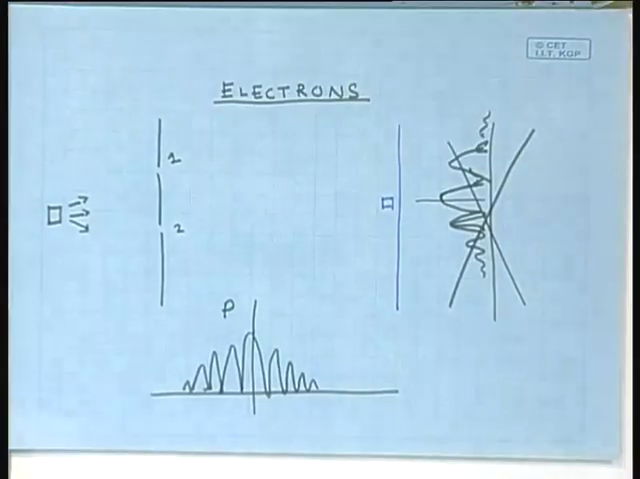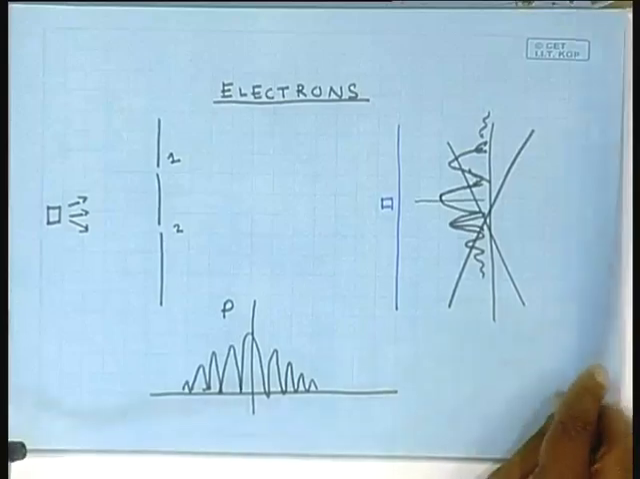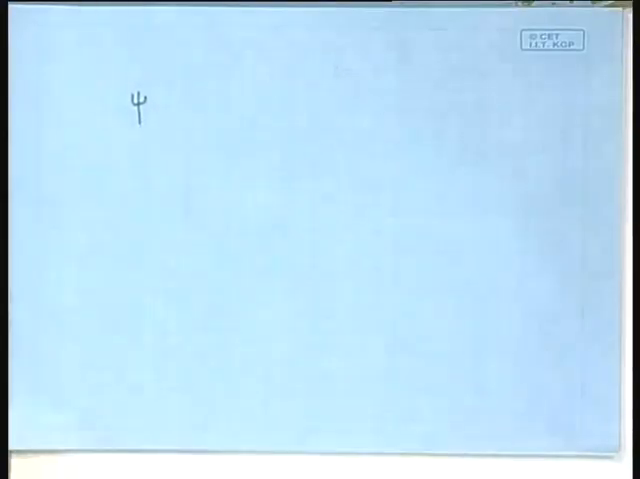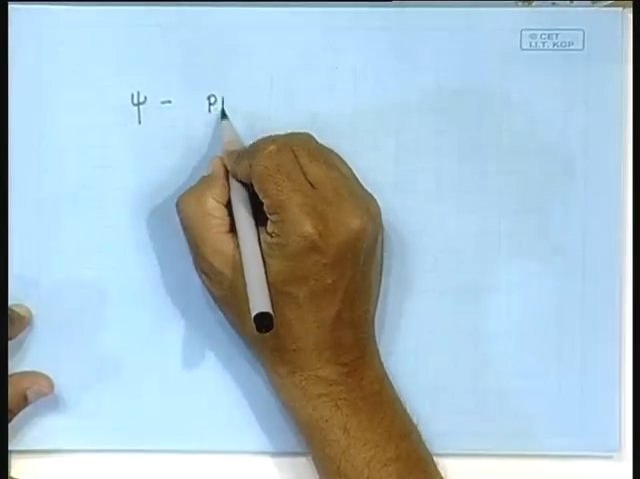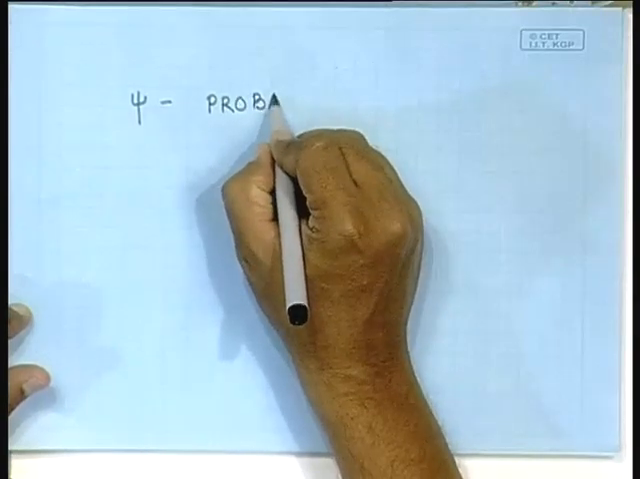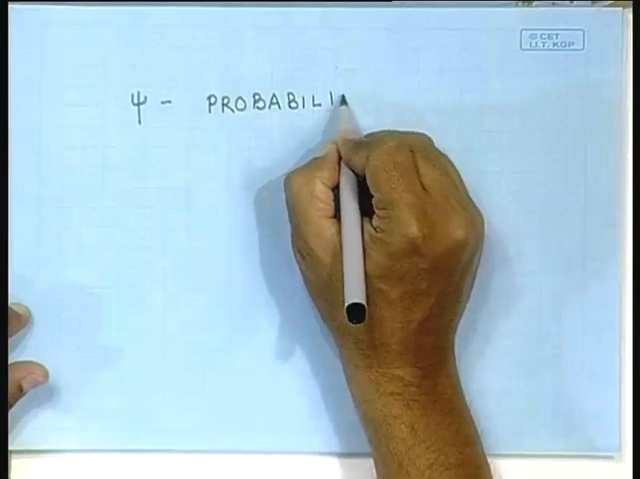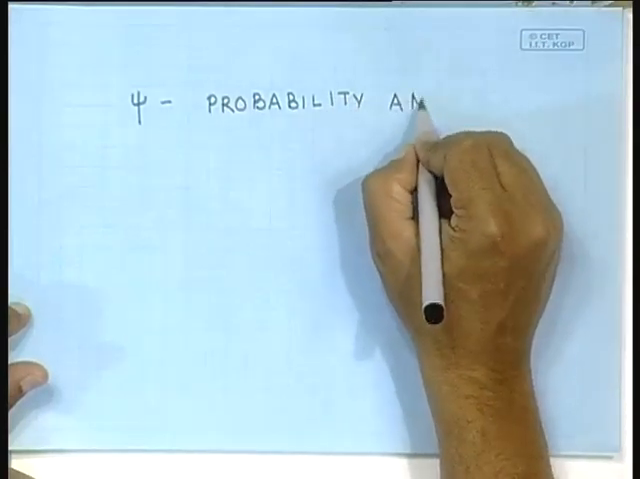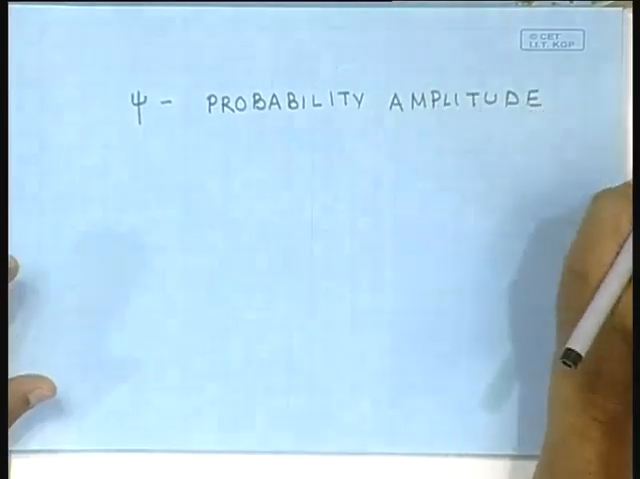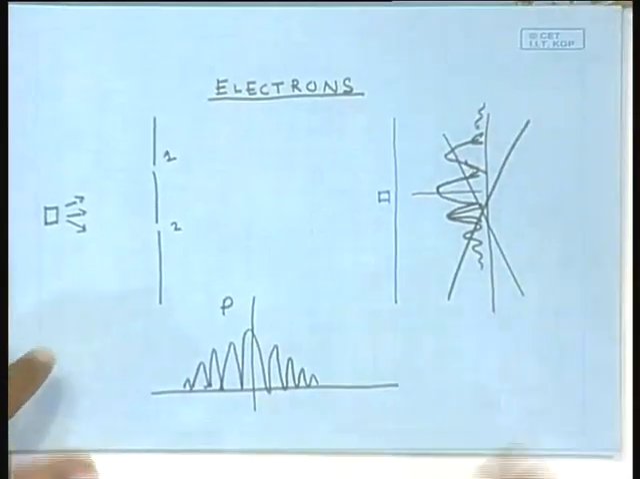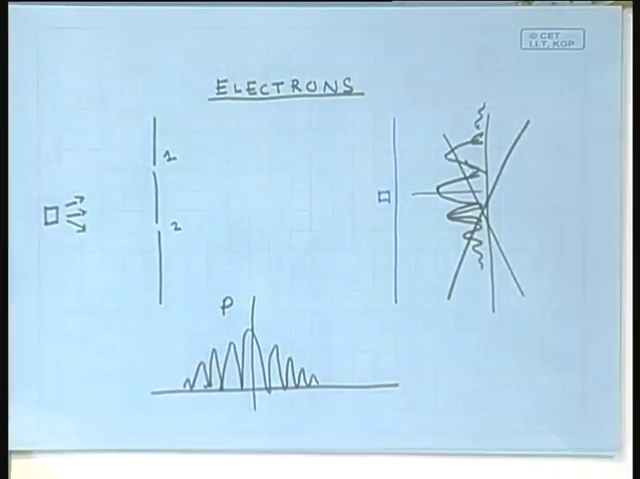I also told you that the only way you can explain this probability distribution on the screen is by associating a wave psi with every electron. This wave psi is associated with every electron, and this wave I am referring to as the probability amplitude. It is a complex number which is defined everywhere. So, let us just imagine one electron. Every electron has a wave associated with it.